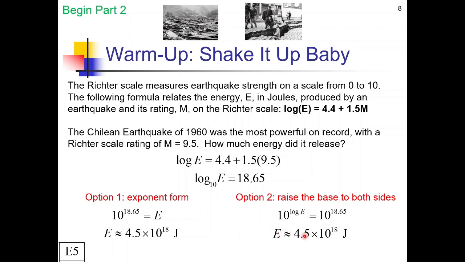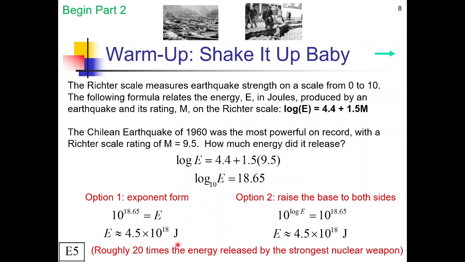And just as a reference to this amount here, because what does this even mean? This is actually 20 times the energy released by the strongest nuclear weapon that we currently have. And just for reference, about 50,000 times the strength of the nuclear weapon that was dropped on Hiroshima. So this is no joke right here.